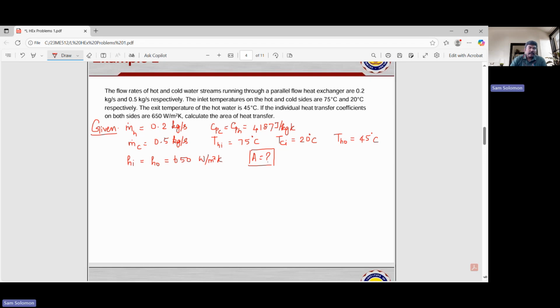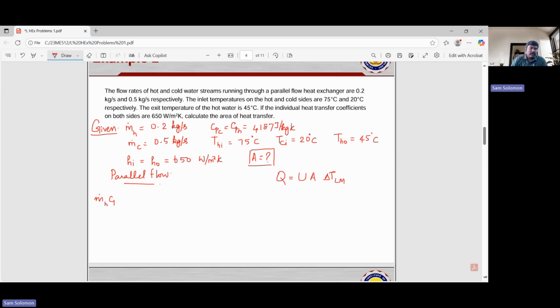Once again, this heat exchanger is a parallel flow heat exchanger. So the general equation is going to be Q equal to U times A times delta T LM, where delta T LM is your logarithmic mean temperature difference. Here, three temperatures are known, so we can also find out the value of Tco by simply applying the energy balance equation.